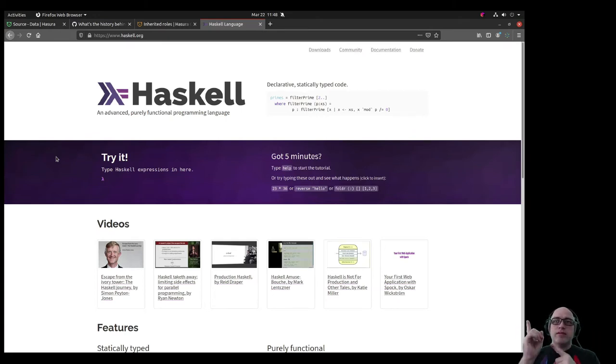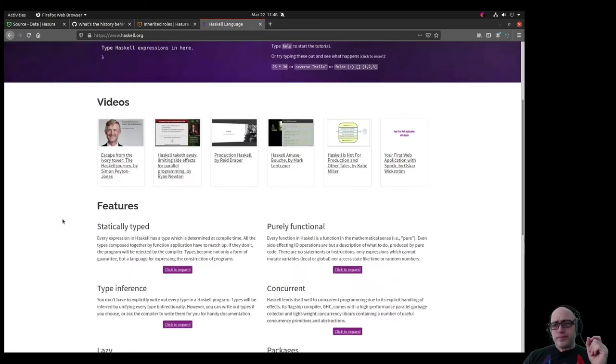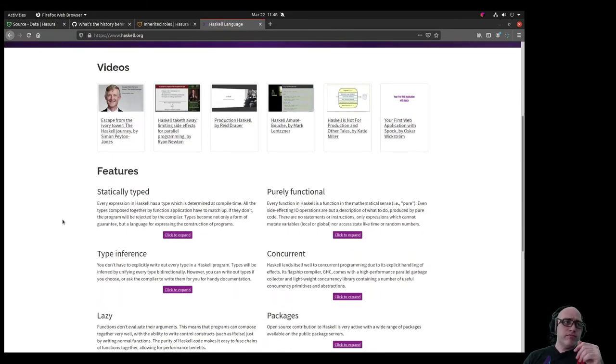Let's see, where's my, there it is. Yeah, right there. It's a functional programming language, declarative, statically typed code. Oh, it says it on the page. I hate it when I say stuff that's written on the page. So, programming language. The reason this is part of the portmanteau is because Hasura is written in Haskell.